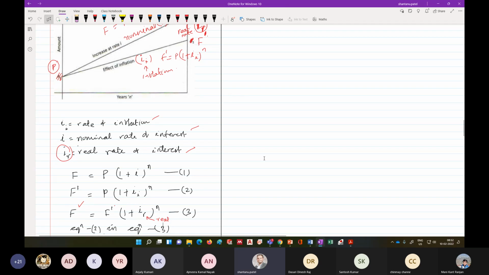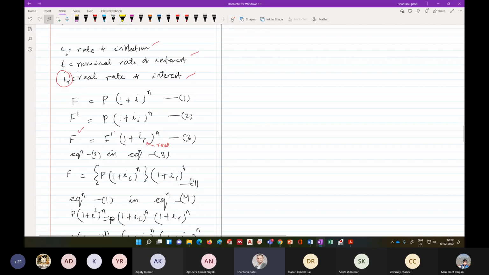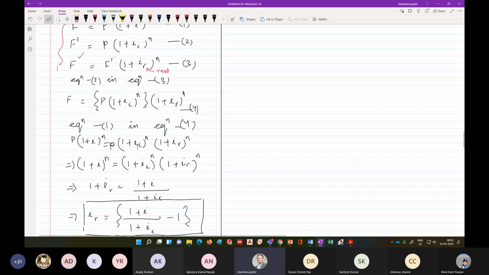So we have three equations, right? If you just put equation 2 in equation 3, it becomes like this. Basically we have three equations and three unknowns, right? So you can easily calculate the relation between them. Please see this derivation. If you have any question, please let me know. So IR, the real rate of return, equals (1 plus I) divided by (1 plus I inflation) minus 1, where I inflation is the inflation rate.